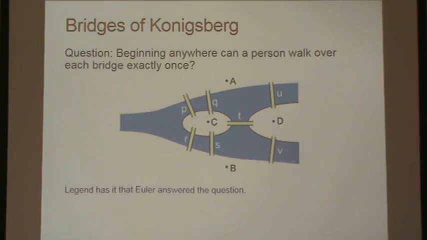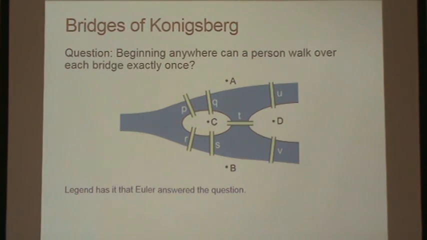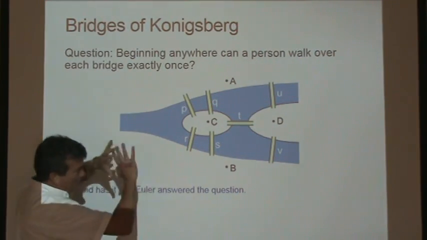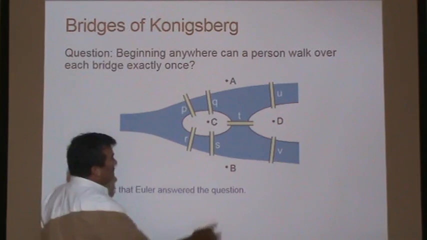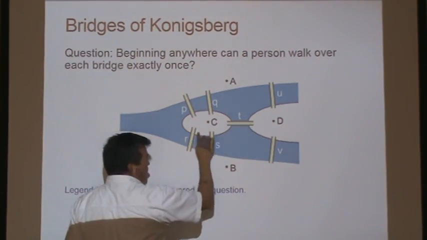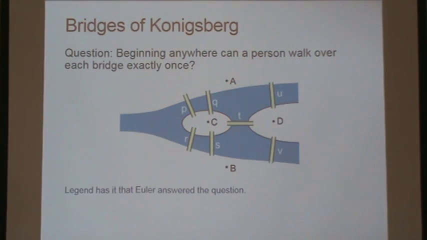Okay, then this was a famous Bridges of Königsberg problem. So the idea goes like this. There's two pieces of land with a river between them. So you could be on the piece of land A, the piece of land B, this little island C, or this island D. And the idea is, can you, starting anywhere, walk over every bridge exactly once? Is that something that you could do?